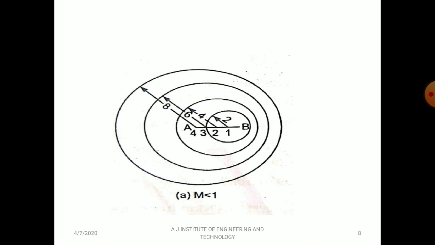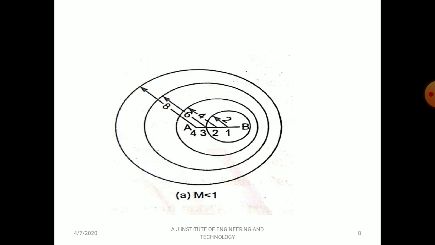Similarly, when the projectile goes to point 2, it requires 2 seconds to reach point B. The distance traveled by the projectile is v into dt, that is 1 into 2, so 2 units. Then the distance traveled by the disturbance is c into dt, so 2 into 2 is 4 units. Taking 2 as the center point, draw one more circle with a radius equal to 4 units. That shows the disturbance propagation.